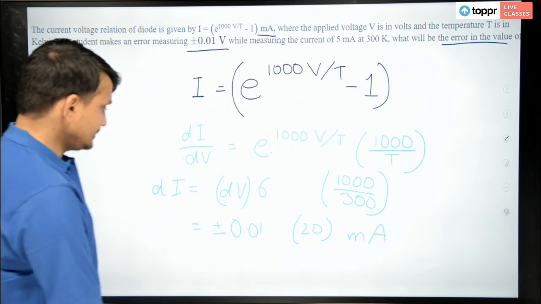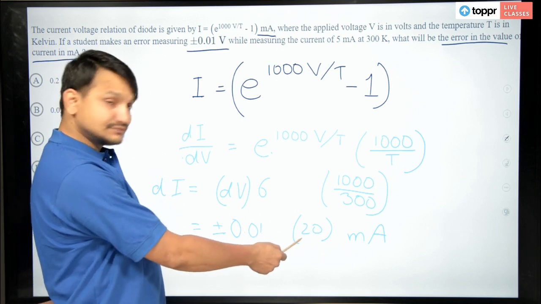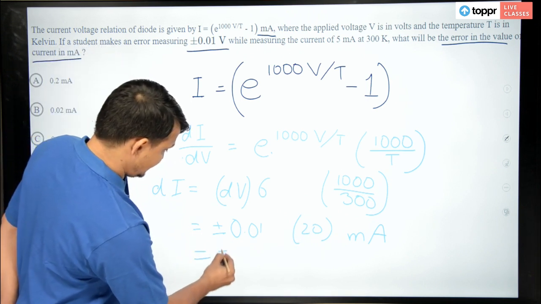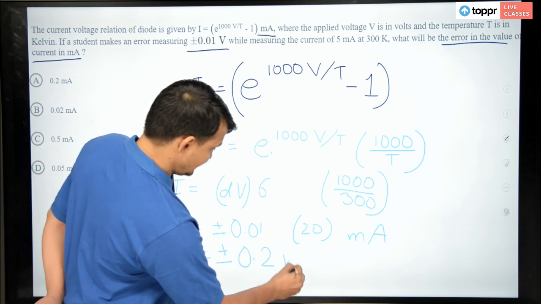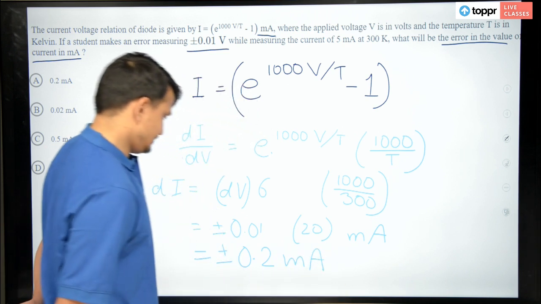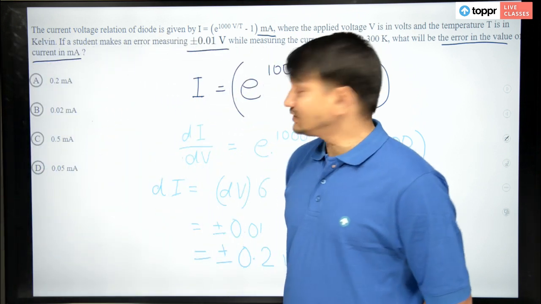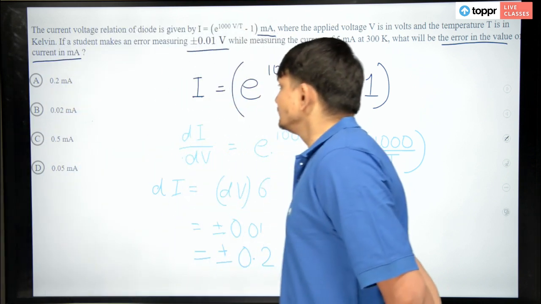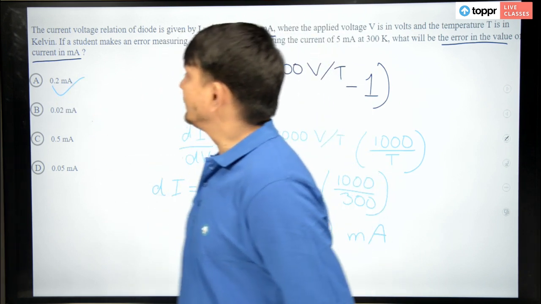Okay, and 0.01 times 20 is 0.2. So our error would be plus minus 0.2 milliampere. So do we have a right answer that matches the right option? Has someone tried to answer it? Yeah, B, C is correct. I've seen several attempts, but sadly none of them is right. So 0.2 milliampere is the right answer.